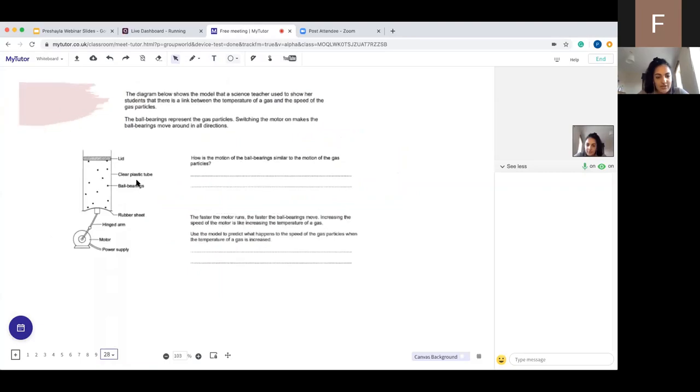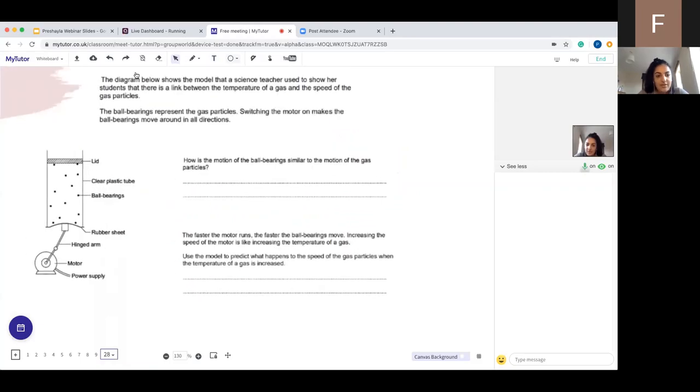Okay, so we'll do this as our last question, just the first bit. The diagram shows the model that a science teacher used to show her students that there is a link between the temperature of the gas and the speed of gas particles. The ball bearings represent the gas particles, and switching the motor on makes the ball bearings move around in all directions. How is the motion of the ball bearings similar to the motion of the gas particles? Well, we know that the ball bearings move randomly. And that would be the key fact that you need to get in there. So they both move randomly.